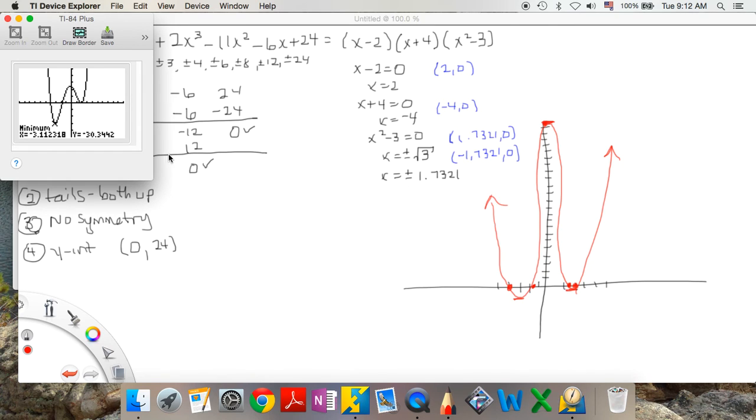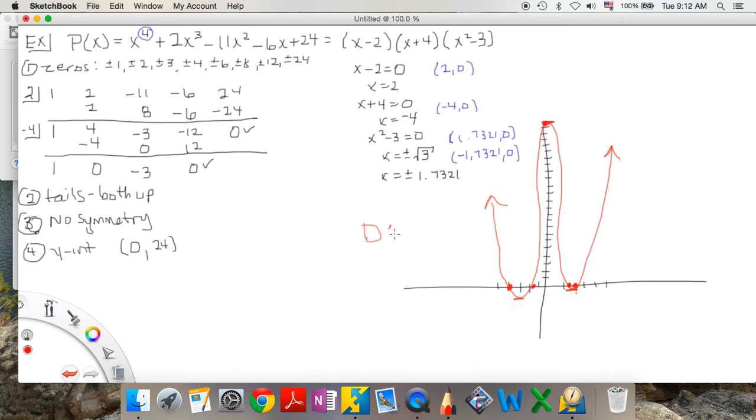And this y number here will tell you your range. So what this tells us is, we know our domain is all real numbers, but our range is y such that y is greater than or equal to -30.3442. Okay, remember these are our set brackets to tell that that's what our set is.